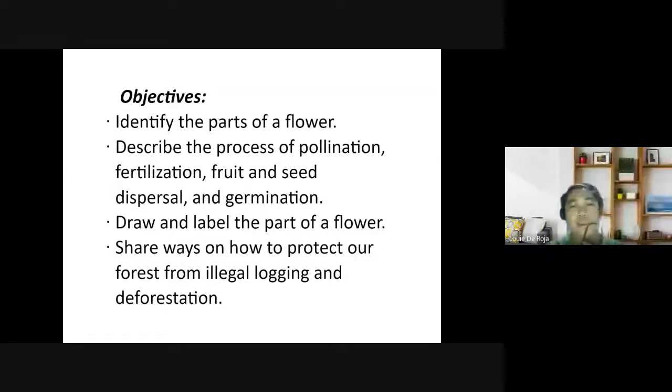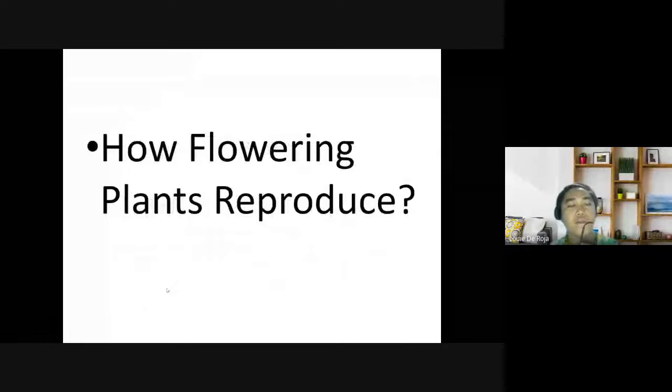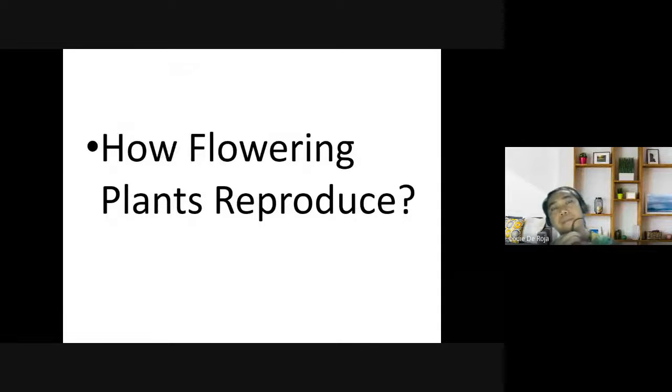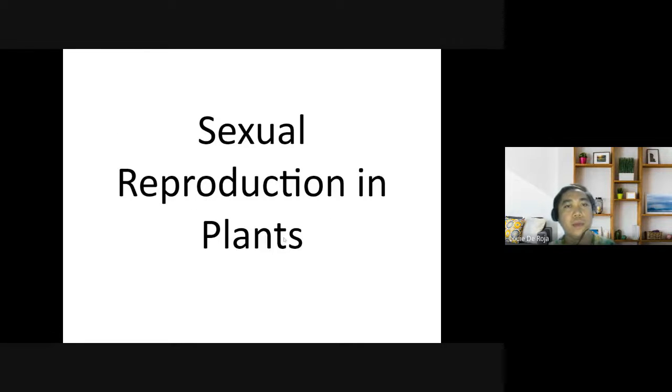Share how flowering plants reproduce. Paano ba? Ikaw, share mo naman kung paano mag-reproduce ang mga flowering plants. So, we have sexual reproduction in plants. May two ways din po. It's either sexual reproduction or asexual. Pero unahin muna natin ang sexual reproduction in plants.